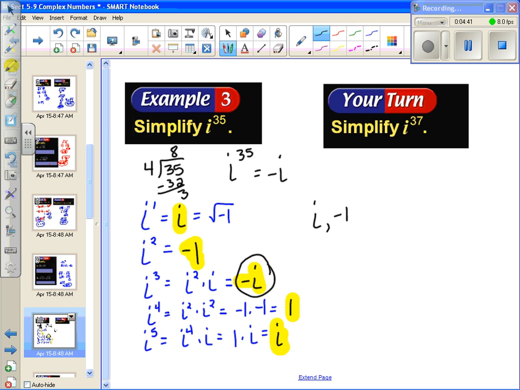So this is the pattern you'd need to remember: i, -1, -i, 1. And it's just going to keep repeating that way. So i to the 37th power, really you don't care how many times 4 goes into it, you care what the remainder is. So 4 goes into 37 6 times with a remainder of 1. So with a remainder of 1, you're going to count just to the first place. So i to the 37th power is just equal to i. If you wanted to know i to the 513th power, you would take 4 into 513, divide this out.